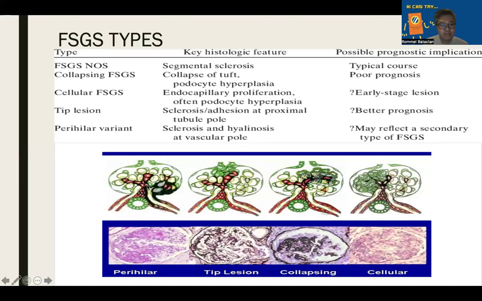So meron yung perihilar, meaning the sclerosis and the hyaline deposits are near the vascular pole, so near the afferent or the efferent arteriole. The tip lesion, from the word itself, nandun sa kabilang side, the tip. So dun sa may proximal tubule end, yung sclerosis niya or yung adhesions. Collapsing now, meanwhile, there is a collapse of yung mga vascular tufts and there is hyperplasia of the podocytes.